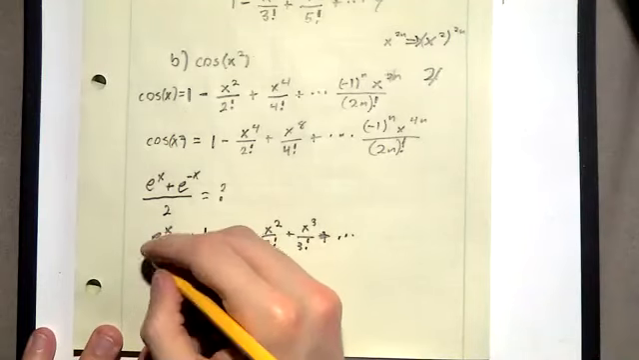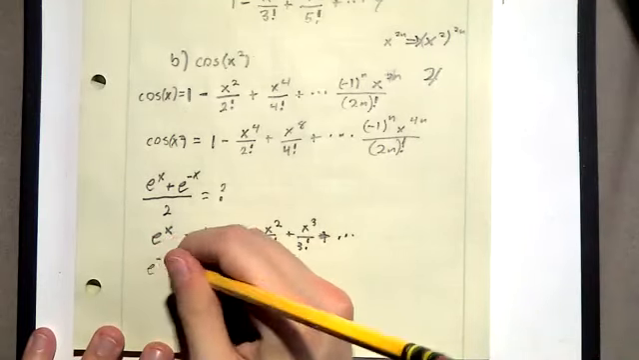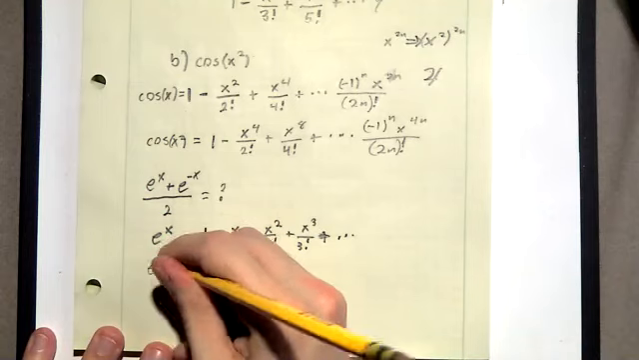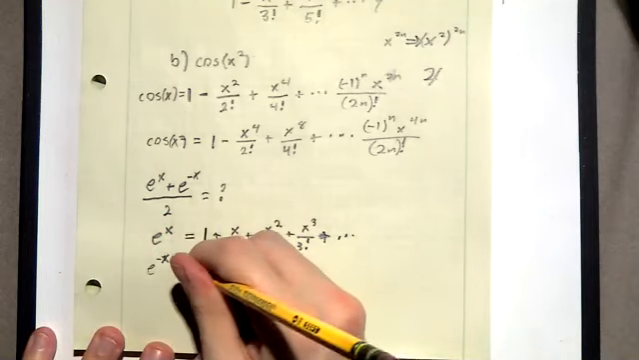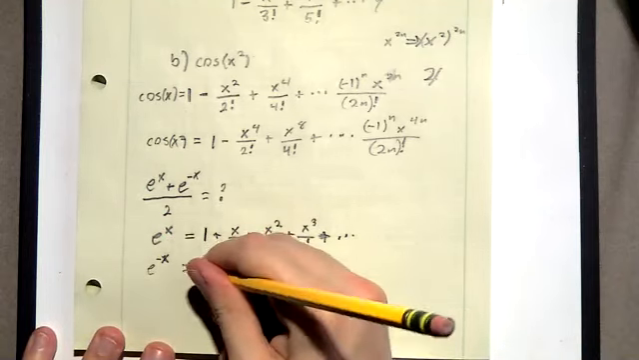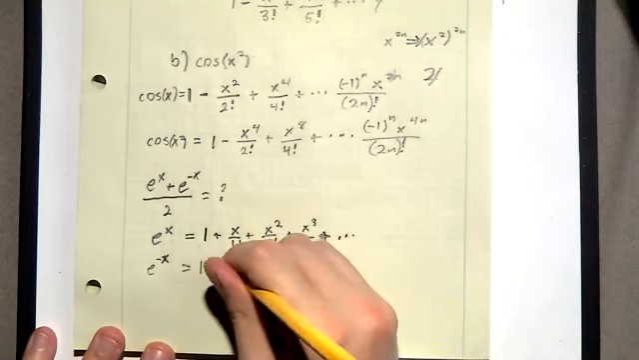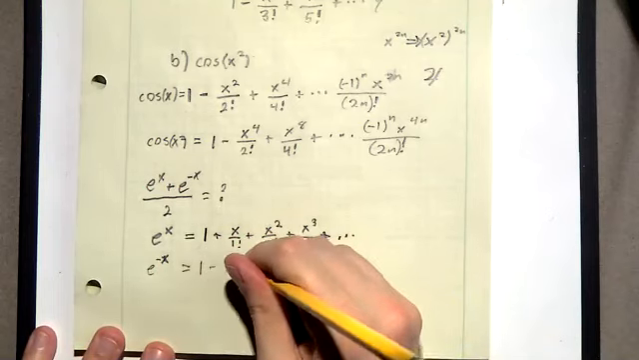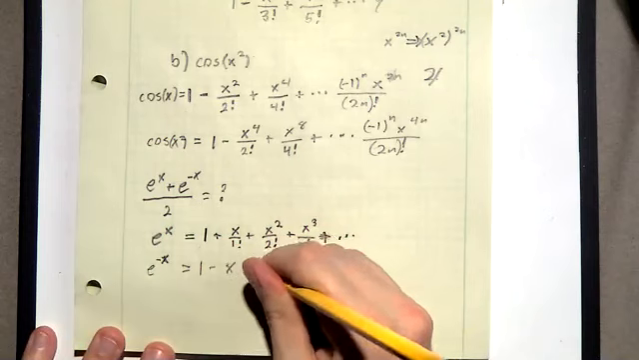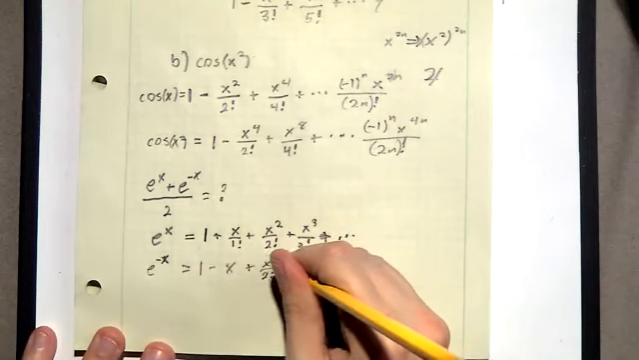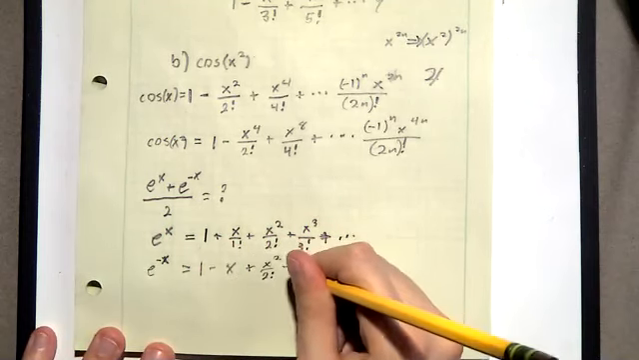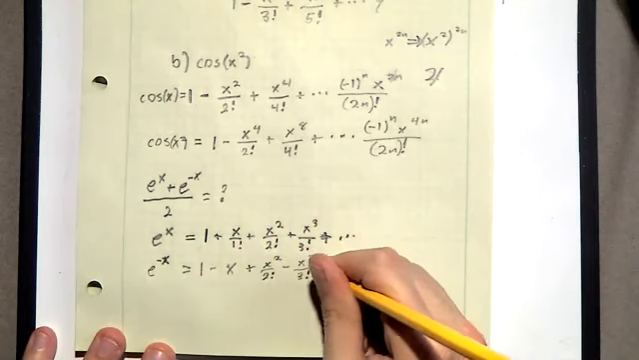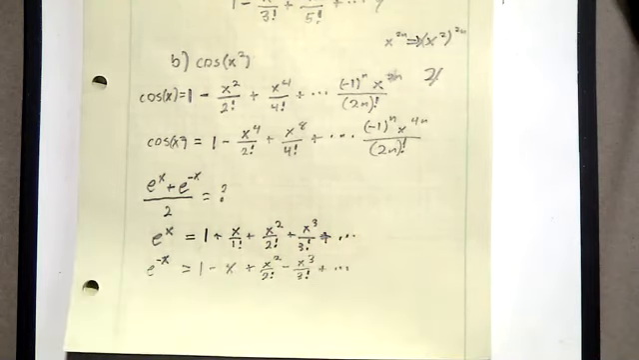Then e to the negative x, we start oscillating. So now instead we have 1 minus x plus x squared over 2 factorial minus x cubed over 3 factorial and plus dot dot dot.